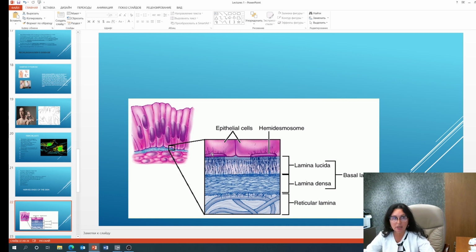environment. This picture displays the structure of the basement membrane, a very important tissue at the junction between epidermis and dermis. The basement membrane has three layers: lamina lucida, lamina densa, and reticular lamina. Lamina lucida and lamina densa connect with the basal lamina of the epidermis, and the reticular lamina connects with the reticular connective tissue.